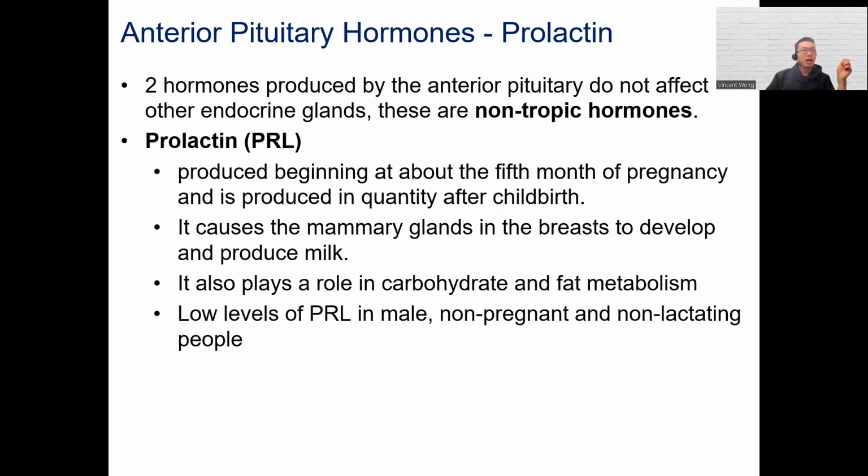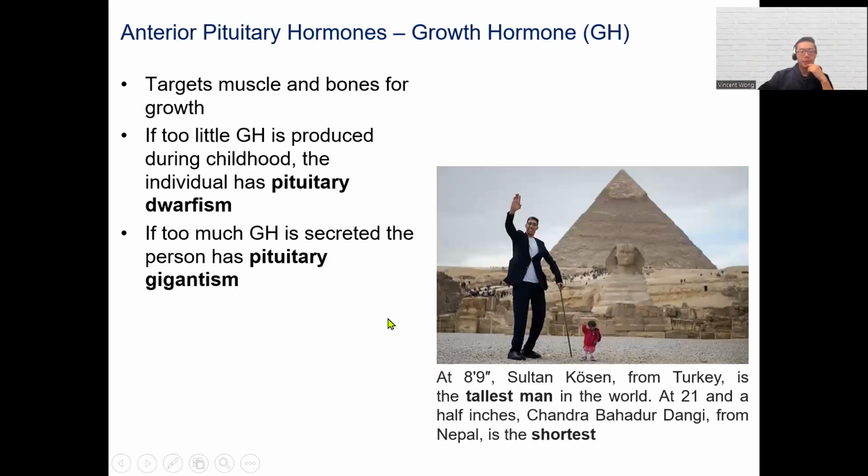Okay. Min asks, would pituitary dwarfism affect the person's mental growth? No, that has nothing to do with it. It's just the physical stature, right? The mental development is not reliant on growth hormone, so I don't think there is a problem there.